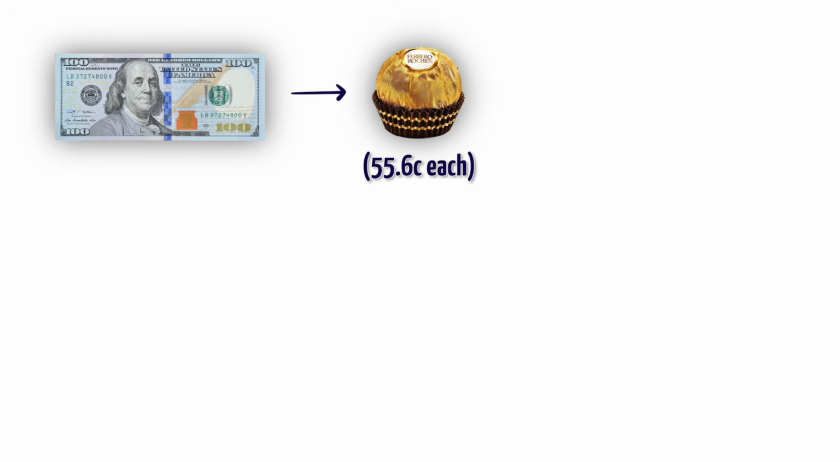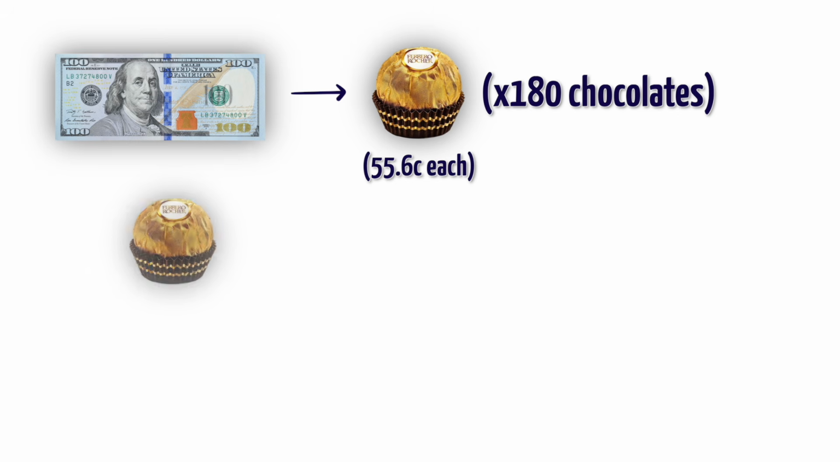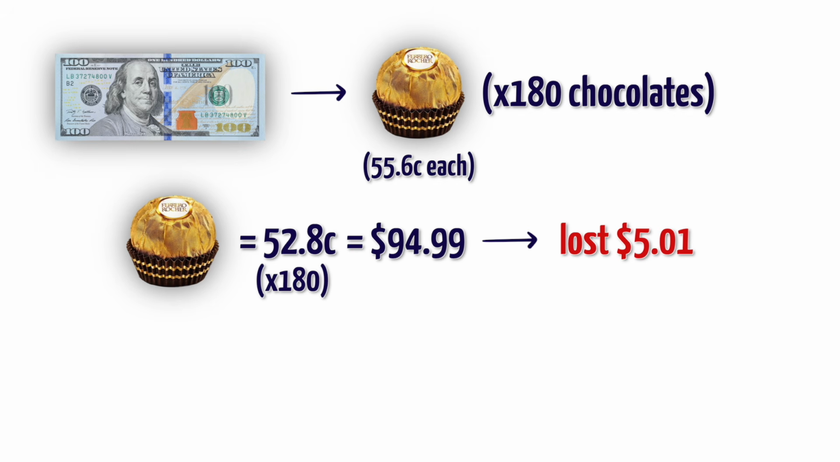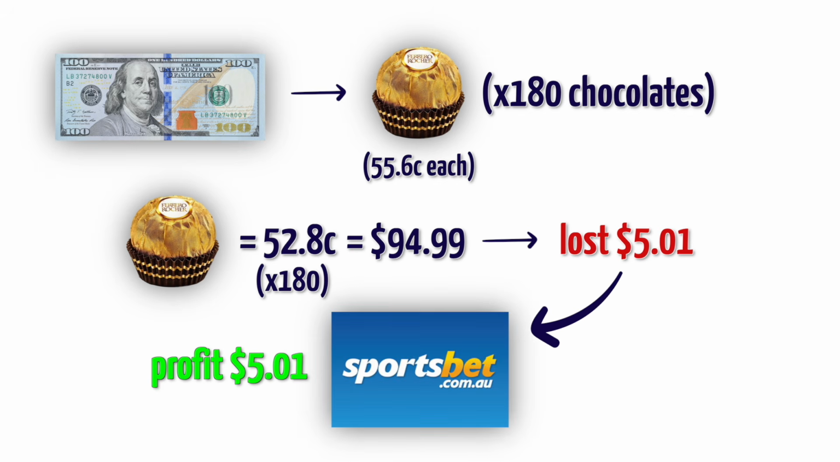It basically means you have bought $100 of Ferrero Rochers at 55.6 cents each, meaning we have 180 chocolates. Each chocolate is only worth 52.8 cents, meaning our chocolates are worth only $94.99 and means we have lost $5.01 in value, and that is the profit to the bookmaker who sold it to us for an overpriced amount.